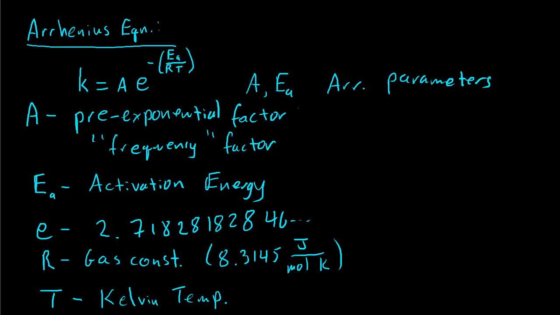And it turns out that these two parameters, A and EA, these Arrhenius parameters, vary depending on what reaction you're talking about. So these are reaction dependent. But these are also properties that you can, in principle, go out and measure for a chemical reaction. And once you know them, then you can calculate what the value of k is at any temperature. We just have to plug everything into this equation.